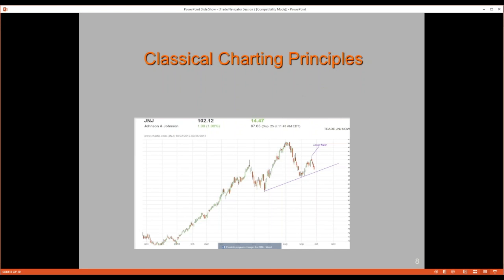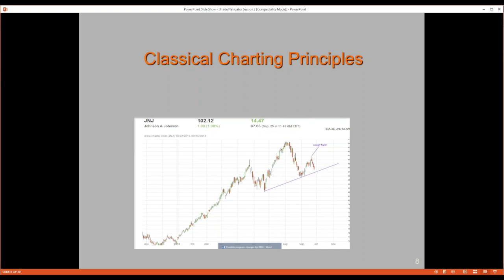I want to talk about some of the things that I see that just kind of make me cringe. This is a chart of Johnson & Johnson where somebody put this up and called this a head and shoulders. Left shoulder, right shoulder, left shoulder, head, right shoulder. Based on the correct principles of classical charting, this is not a head and shoulders. This does not comply with the requirements of a head and shoulders pattern.